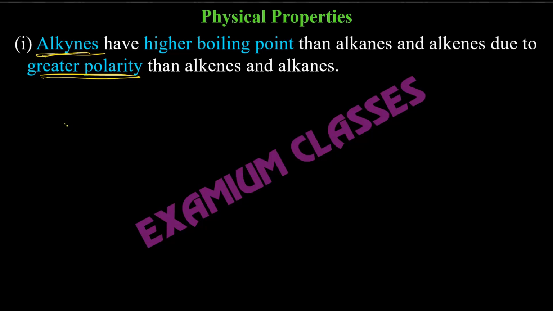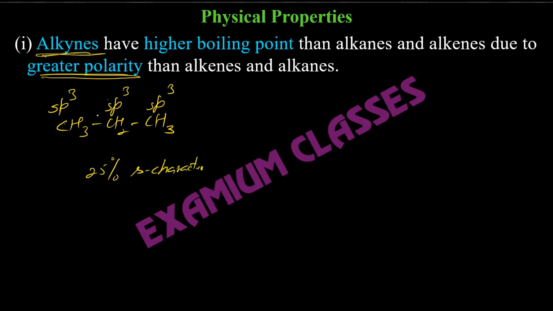So if you remember that, we have CH3, CH2, CH3, and in alkanes, all carbons are sp3 hybridized. Means each carbon will have how much S character? 25% S character. 1s, 3p. So p character will be 75%, S character will be 25%. Now, if I consider propene, CH double bond CH2, the double bonded carbons are sp2 hybridized. So in this case, S character will be 33.3%.